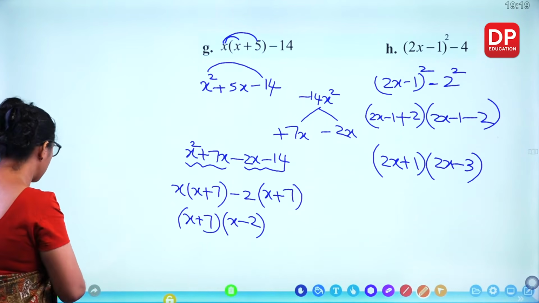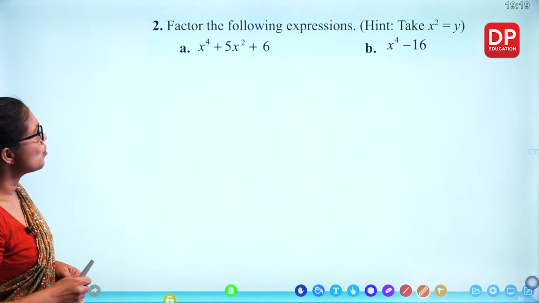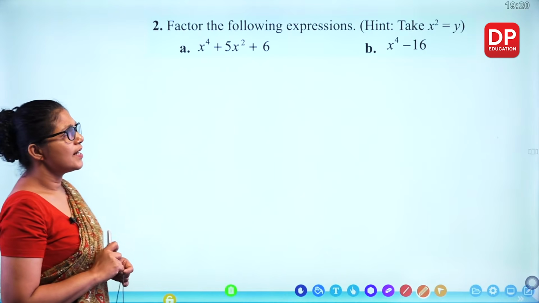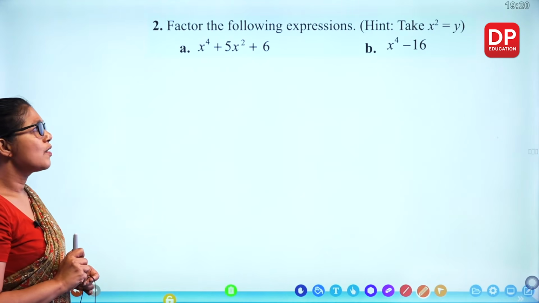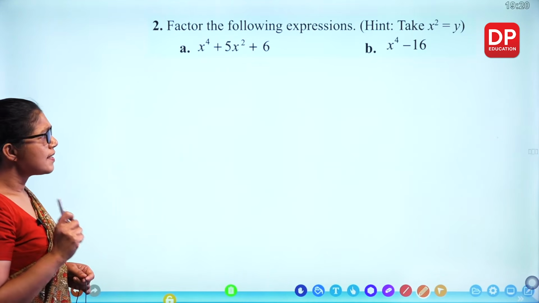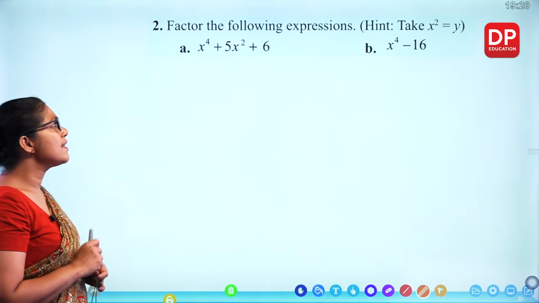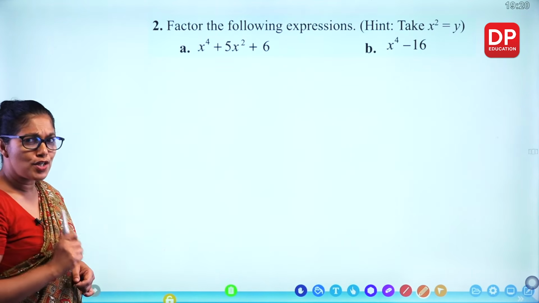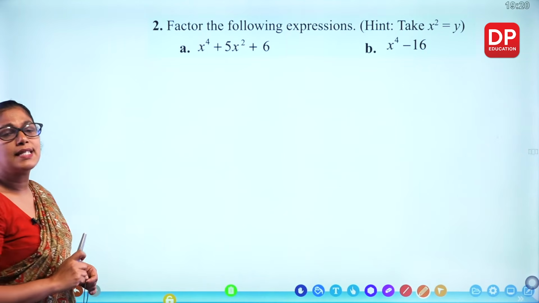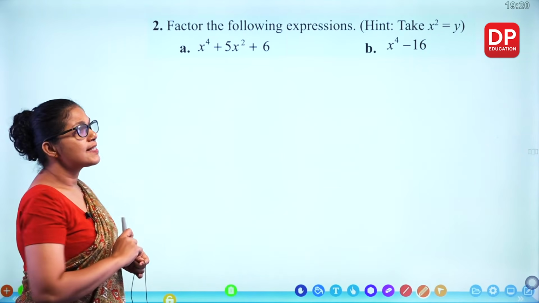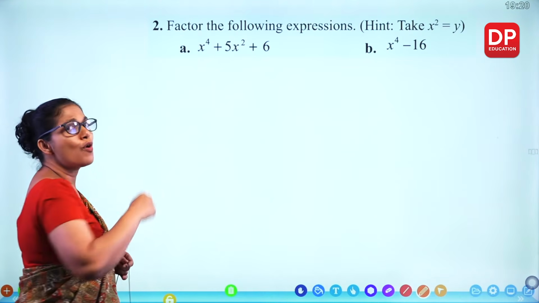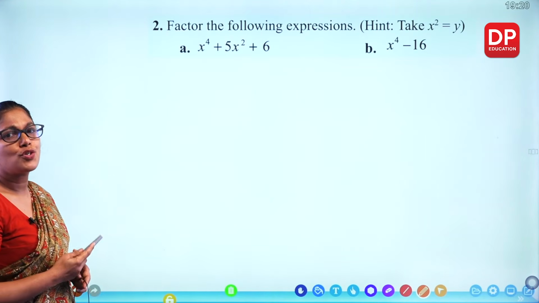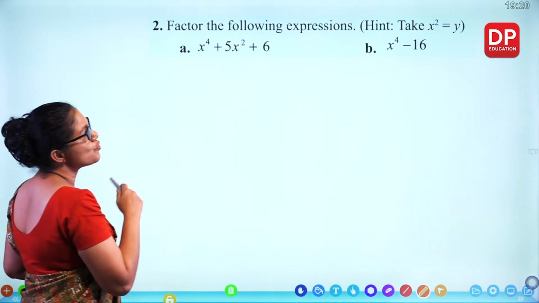Now we'll look at question number 2. Factor the following expressions. There's a hint given. Take x squared equals y. Now what's the difference between previous questions and this one? We get power 4. Earlier we got power 2. So that's why the hint is given. Because this is power 4, we can use that hint to reduce to power 2. So we'll try to reduce to power 2.